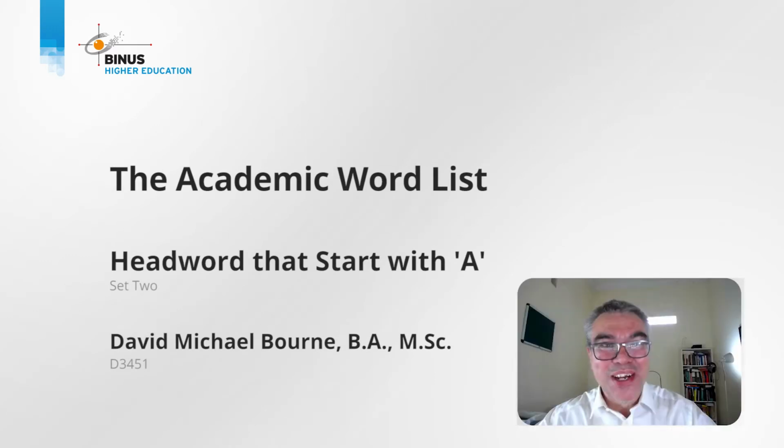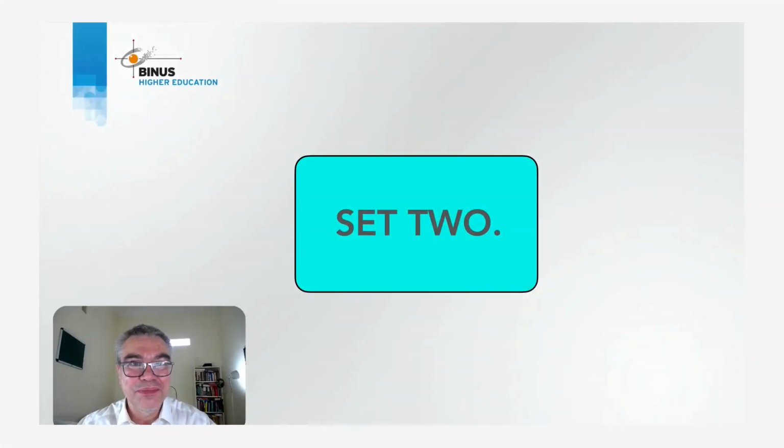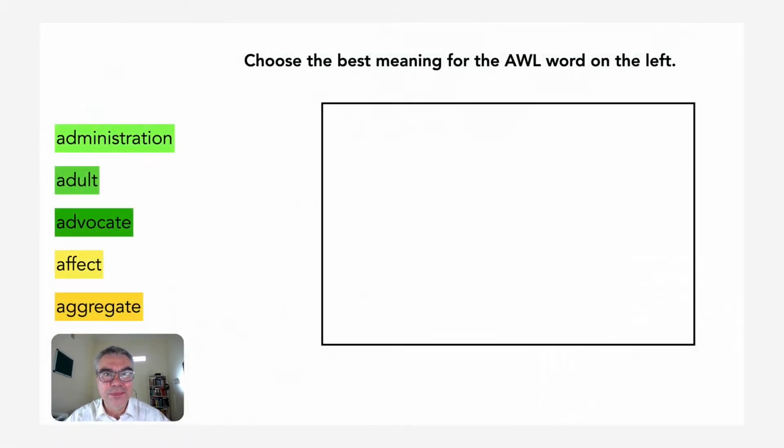Ladies and gentlemen, welcome back, and now we're looking at set 2 of the A words from the academic word list. Let's go! Here are the words: administration, adult, advocate, affect and aggregate.